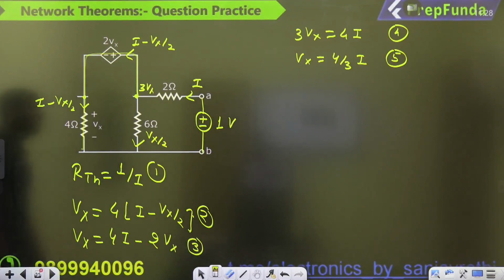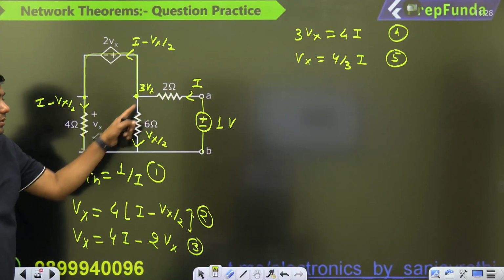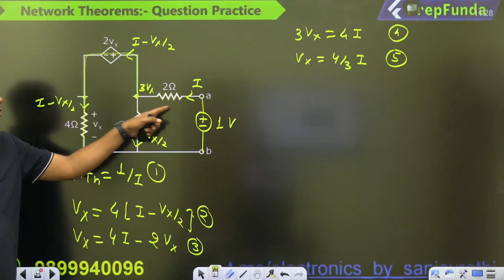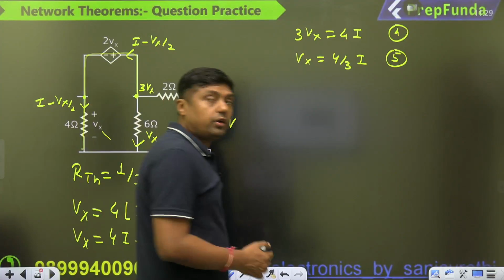4 by 3I. Now, you can write an equation. You can also write a KVL in this loop only. You can also write the KVL in this loop or up to this point. No need to go up to like this. If you are writing the KVL, it is a very easy one.